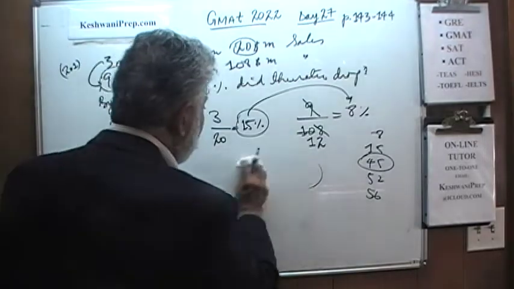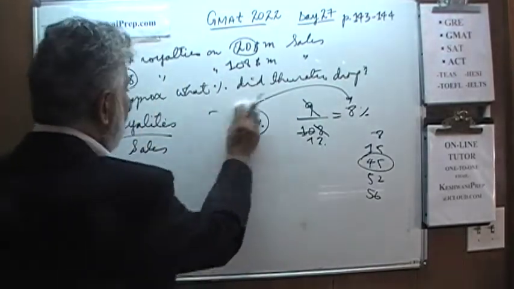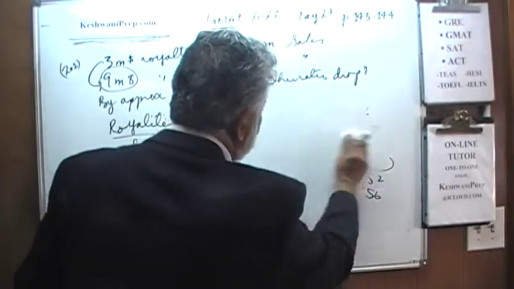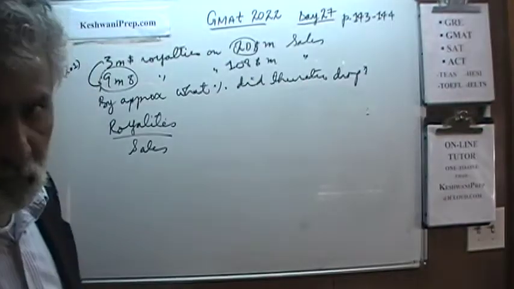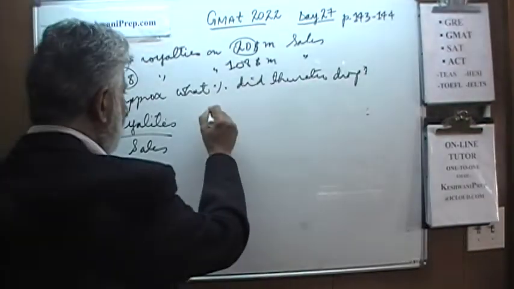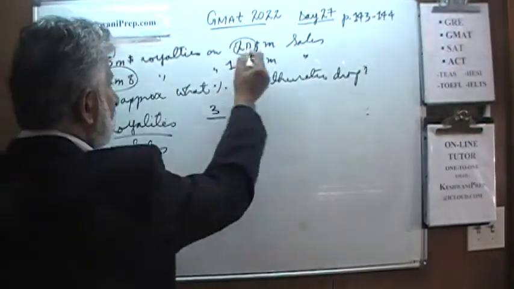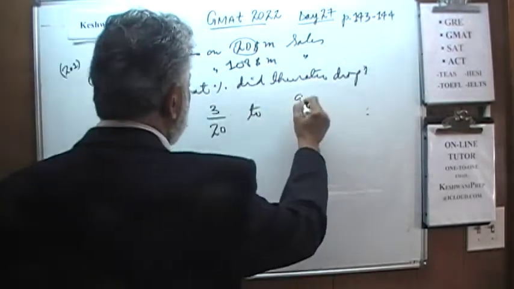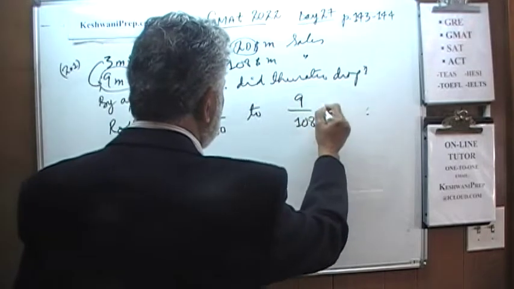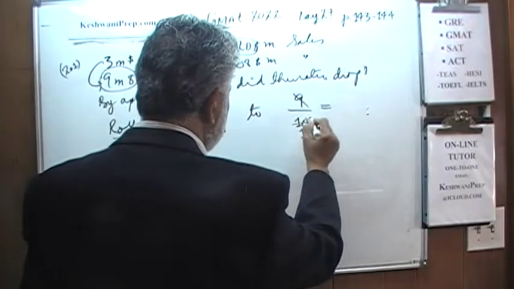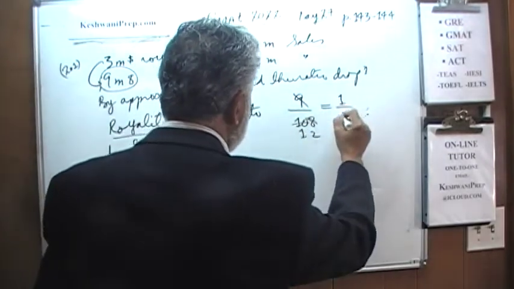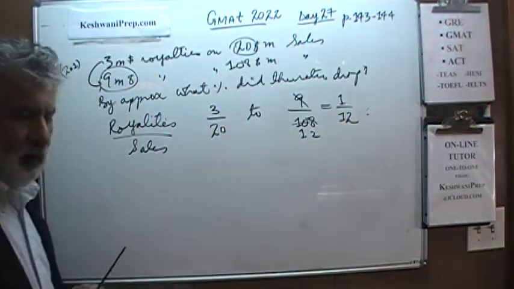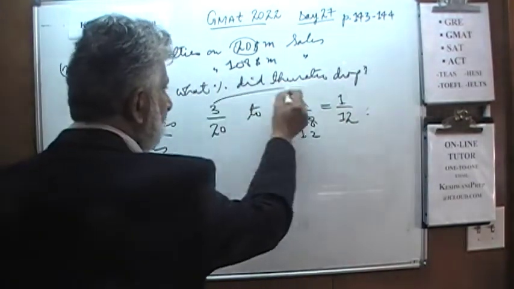So that's one way of doing it. Another way is to actually do out the calculation. Which of course will require a lot more work and a lot more time. But here's what's going on. We are going from 3 out of 20 to 9 out of 108, which we just did. It comes down to 1/12. And we want to find out the percentage change from here to here.